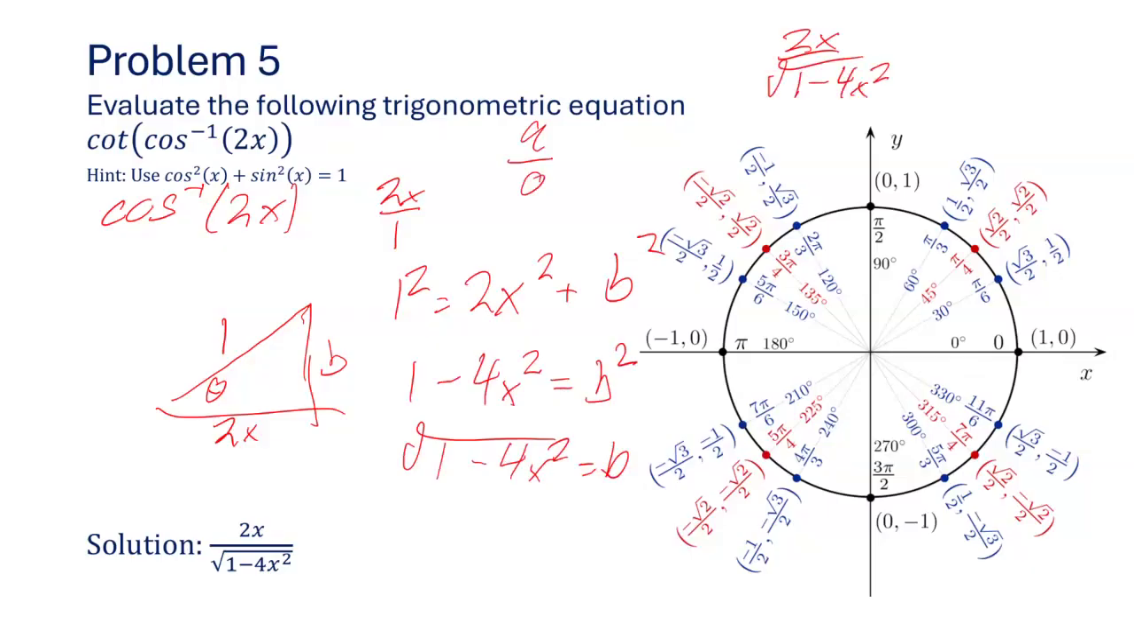I'm going to point out really quick that we have 2x here, but since we had to square both of these, that 2 got squared into a 4.